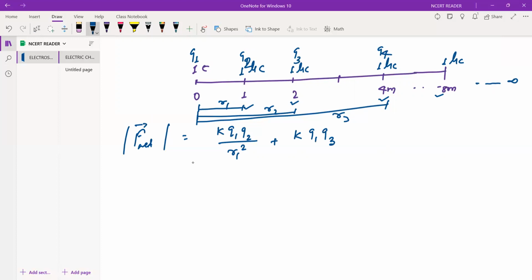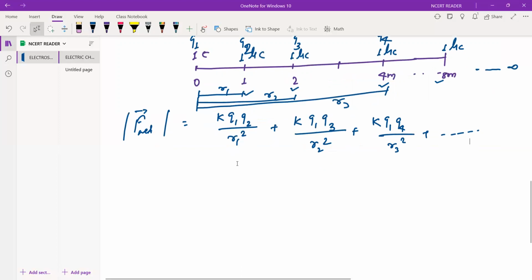Likewise, the charges we have. First, q1 is fixed here, then q2 at distance r1, then we have k q1 q3 over r2 square. Similarly we can write k q1 q4 over r3 square, and so on it will be added. So easily we can calculate. This question is not that difficult, it is just calculation only.